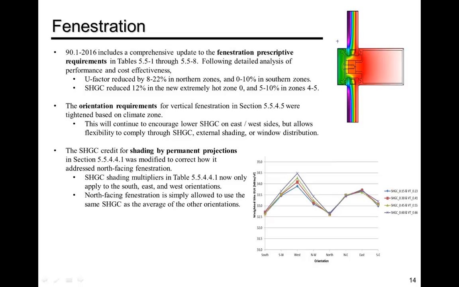And if you look at the shading by the permanent projections in section 5.5.4.4.1, it was modified because one of the things that needed to be looked at was how we were addressing north-facing fenestration and orientation. And so now the table only applies to south, east, and west orientations, and the north is an average of the other orientations, as you can see in the graph. Next slide.